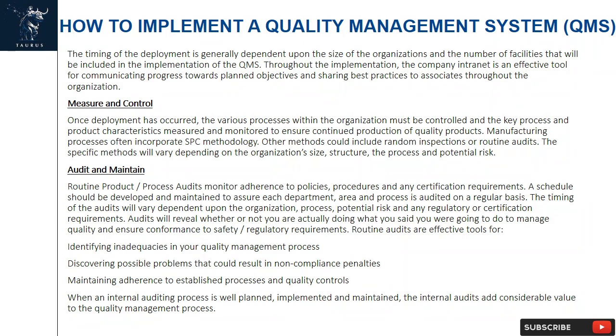Audits will reveal whether or not you are actually doing what you said you were going to do to manage quality and ensure conformance to safety regulatory requirements. Routine audits are effective tools for identifying inadequacies in your quality management process, discovering possible problems that could result in non-compliance penalties, maintaining adherence to established processes and quality controls. When an internal auditing process is well planned, implemented and maintained, the internal audits add considerable value to the quality management process.